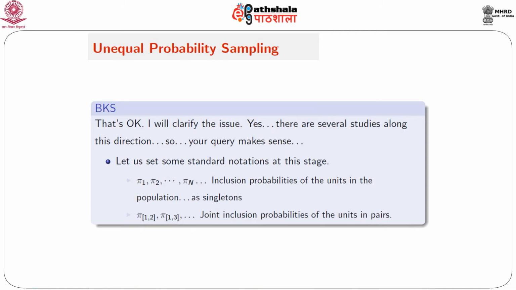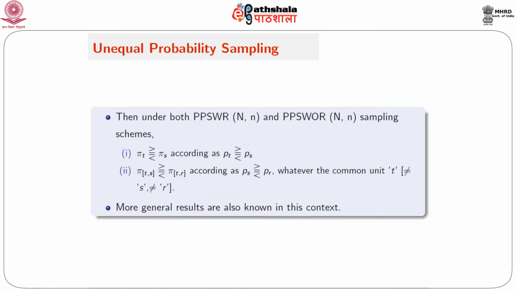Yes, there are several studies along this direction, so your query makes sense. Let us set some standard notations at this stage. Pi_i's are the inclusion probabilities as usual, and pi_ij's are the joint inclusion probabilities, referring to with or without replacement sampling. Then it is interesting to note that under both types of sampling, pi_t and pi_s bear the same relation as p_t and p_s. P's are the normed size measures, and pi's are the inclusion probabilities.